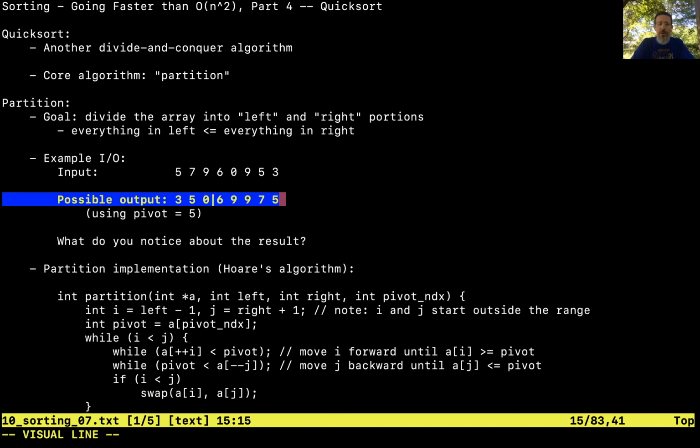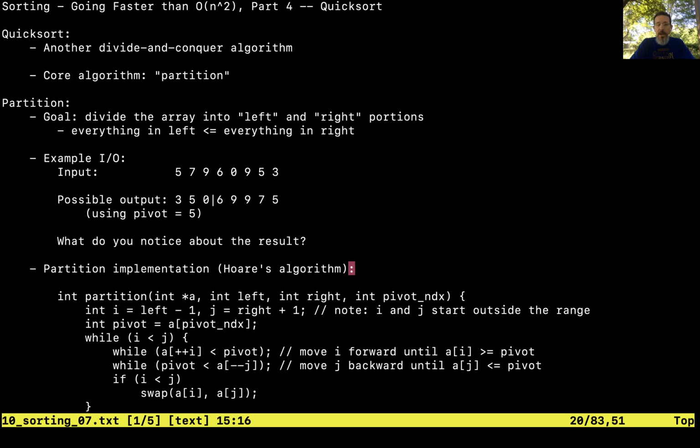So there are a few things to notice here about this result. The first thing to notice is that these two parts, left and right, are not necessarily equally sized. We have 3 things on the left and 5 things on the right. It would be ideal if they were equally sized, but it's not always going to be the case. The second thing to notice is that the pivot value, which is used to divide the two portions, could appear on either side, left or right. So in other words, you see that there is a 5 on the left and a 5 on the right, and that's okay. Those are a couple things to notice about the partition algorithm.